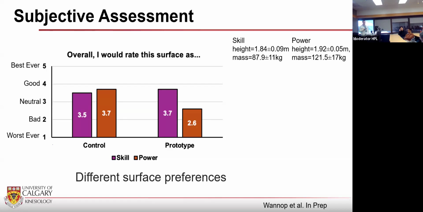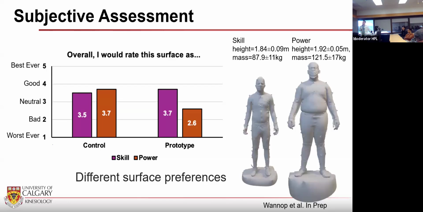So one reason for this could be the fact that the height and mass of these athletes is quite substantially different. So the power players are taller as well as much heavier. And we also did some 3D body scans for these players. And here is just the image of one of our larger power players compared to one of our smaller skill players. So these players are substantially different in size, in speed. So it makes sense that these players who are quite different would potentially require different optimal sport surfaces or sport properties.